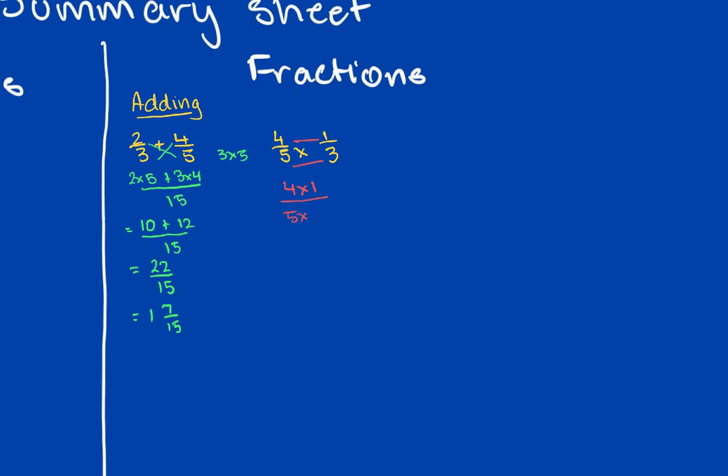Okay, so 4 over 5 times 1 over 3. Multiplying is the easiest one. We go straight across the top, straight across the bottom. So 4 over 15. And we can't simplify that because there's no common factors. Let's do some dividing.